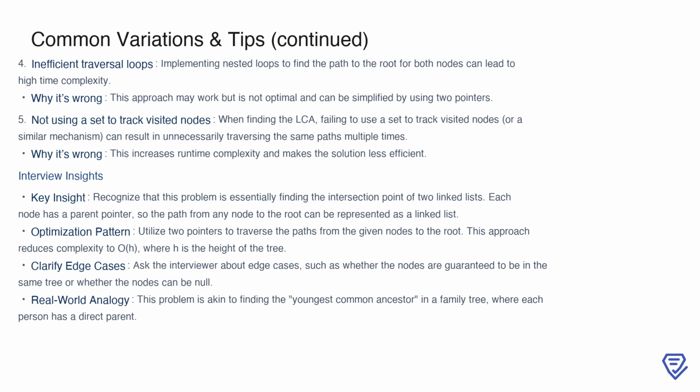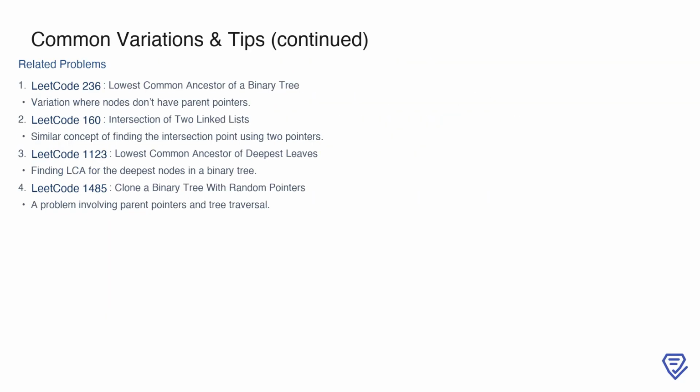A helpful analogy is thinking of this as finding the youngest common ancestor in a family tree, where each person has a direct parent. This problem has connections to several related problems, which can provide additional practice and insights. For example, LeetCode 236, lowest common ancestor of a binary tree, is a variation where nodes don't have parent pointers, requiring a different approach. LeetCode 160, intersection of two linked lists, is another related problem that uses the same concept of finding an intersection point using two pointers.